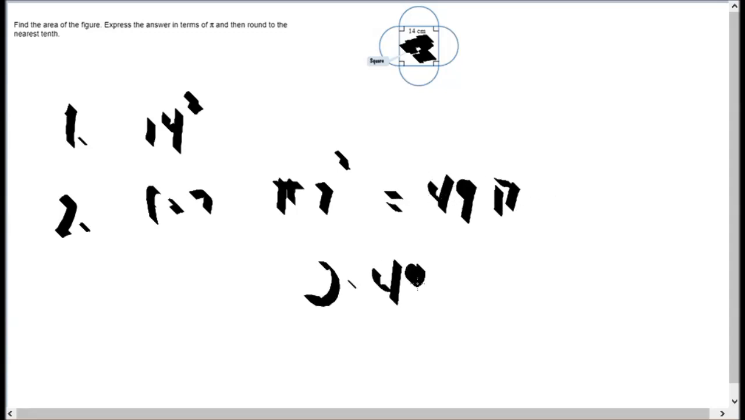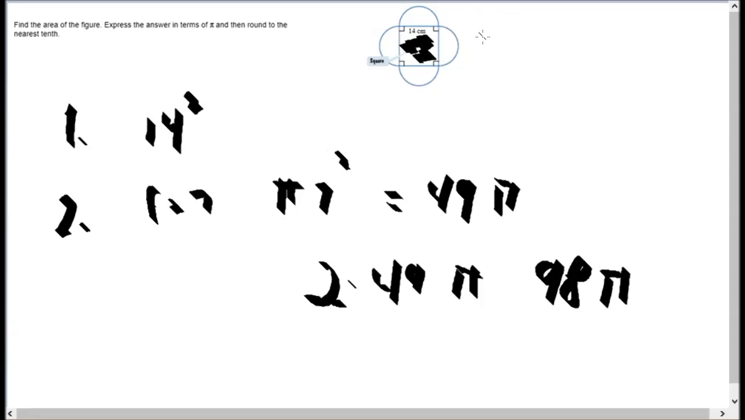So for the second part, we're going to take the circle, which has a radius of 7. Notice it's half of that. So we get pi times 7 squared, or 49 pi. Of course, that's for one circle, and we have 2 of those, so we're going to want to multiply those by 2. So 2 times 49 pi is 98 pi.